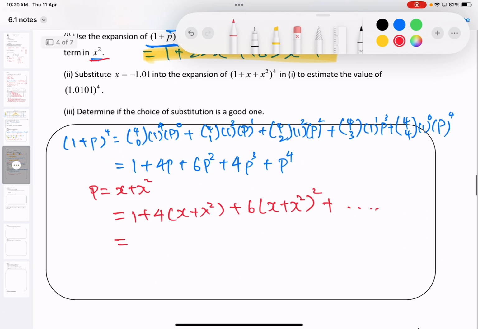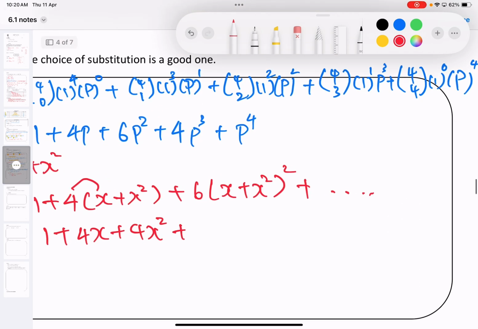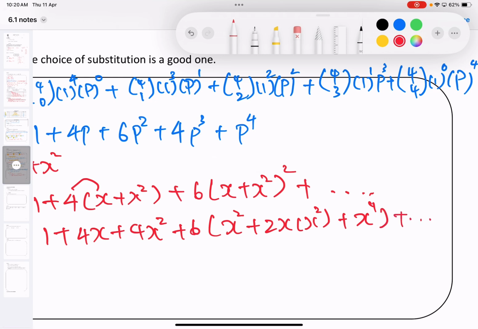So here you just need to expand this, and all of you should be able to expand this, right? 1 plus 4x plus 4x squared. This thing, how to expand? Do you need binomial theorem to do it? No need. This one you memorized in your E-math, right? So plus 6 times a squared plus 2ab plus b squared. Do you guys remember this?